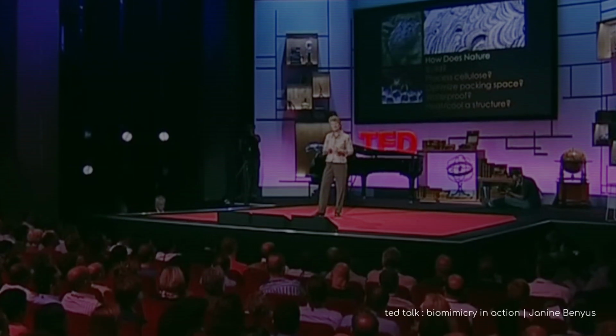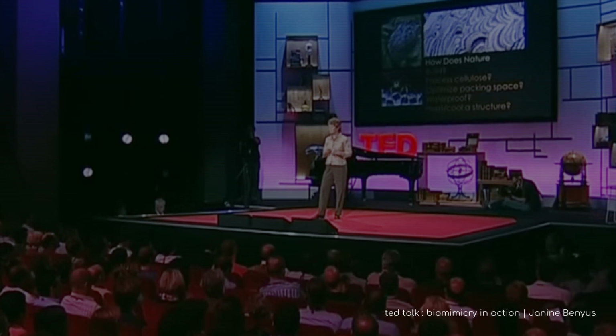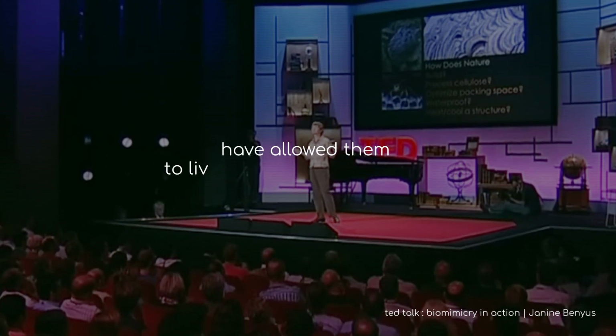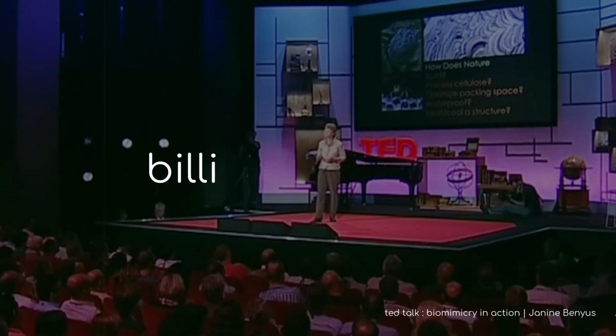What's happening now in this field called biomimicry is that people are beginning to remember that organisms are doing things very similar to what we need to do. But in fact, they're doing them in a way that has allowed them to live gracefully on this planet for billions of years. Biomimicry has three essential elements.